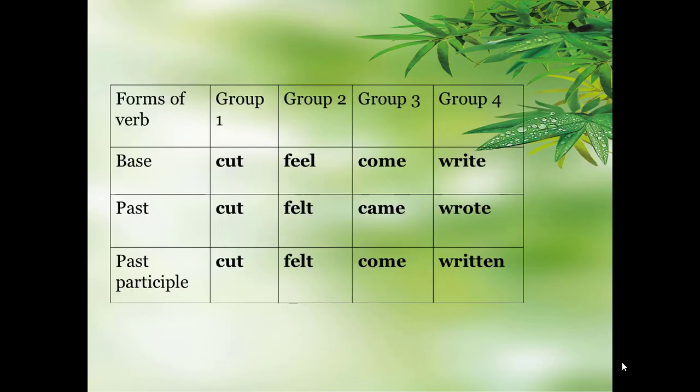I have grouped the forms of verb into four categories for a better understanding. In the first group, cut is the verb that remains same in all the three forms. Whereas in group 2, in past and past participle, felt is different from the base form feel. In group 3, the base and the past participle remain the same, whereas the past form is came. In group 4, all the three forms are different. See, write, wrote and written. I would like to suggest here that you should thoroughly learn all the irregular verbs in order to proceed further.